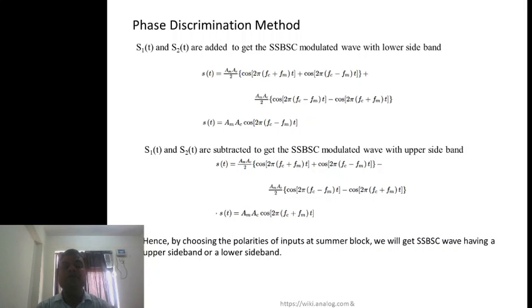So it is nothing but the single sideband suppressed carrier modulated signal. In the next lecture, I am going to discuss the single sideband suppressed carrier demodulator.